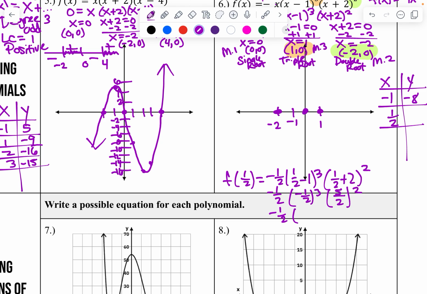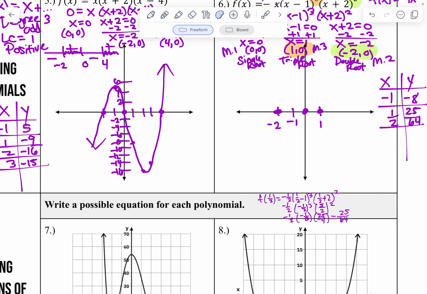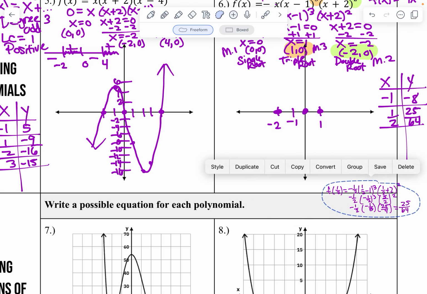Okay, so negative 1/2 cubed will be negative 1/8, because 2 times 2 times 2 is 8. Over here, we're going to get 25/4. And so if we multiply that together, 2 negatives cancel. In the top, we're getting 25. In the bottom, 2 times 8 is 16, times 4 is 64. So a small positive decimal there. For the most part, we are down under the x-axis for this one.